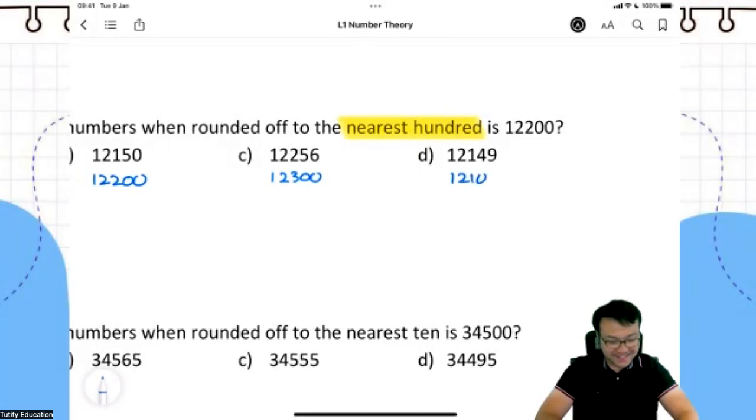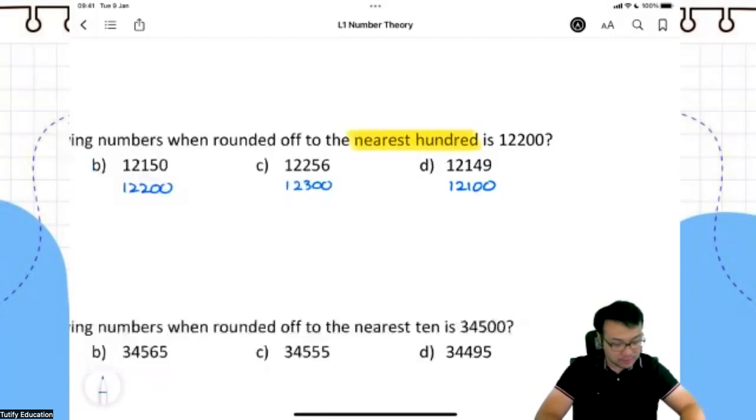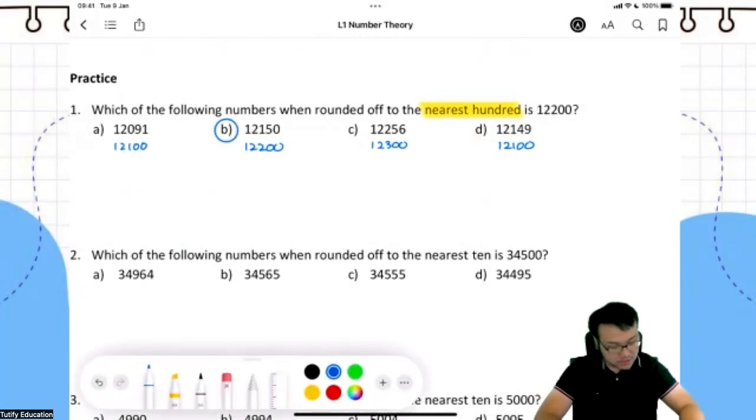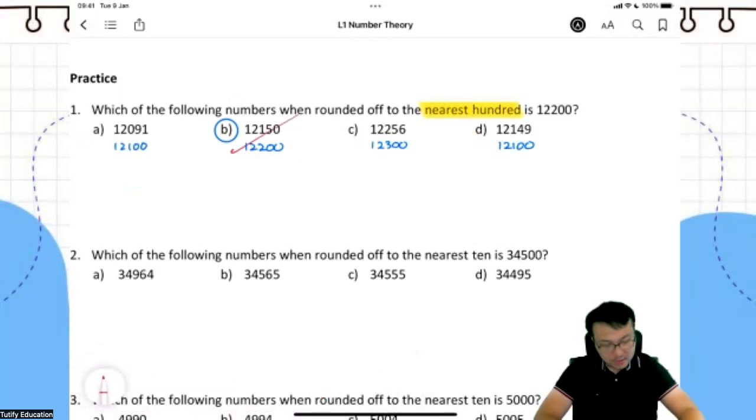12100. Yes, very good. Because this is a 4, if it is a 4, you round it down. And the answer is B. Well done, Owen. Okay, no questions, right, Owen? No. All right. Good job.